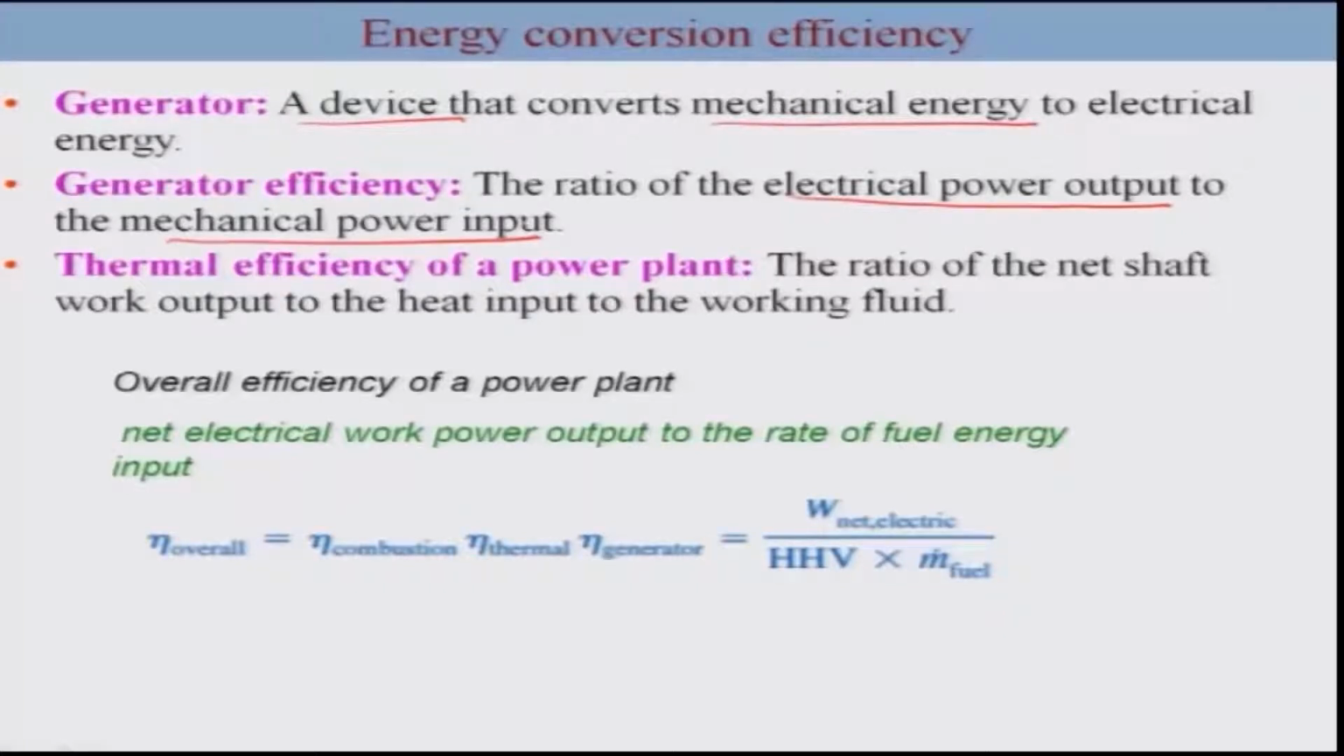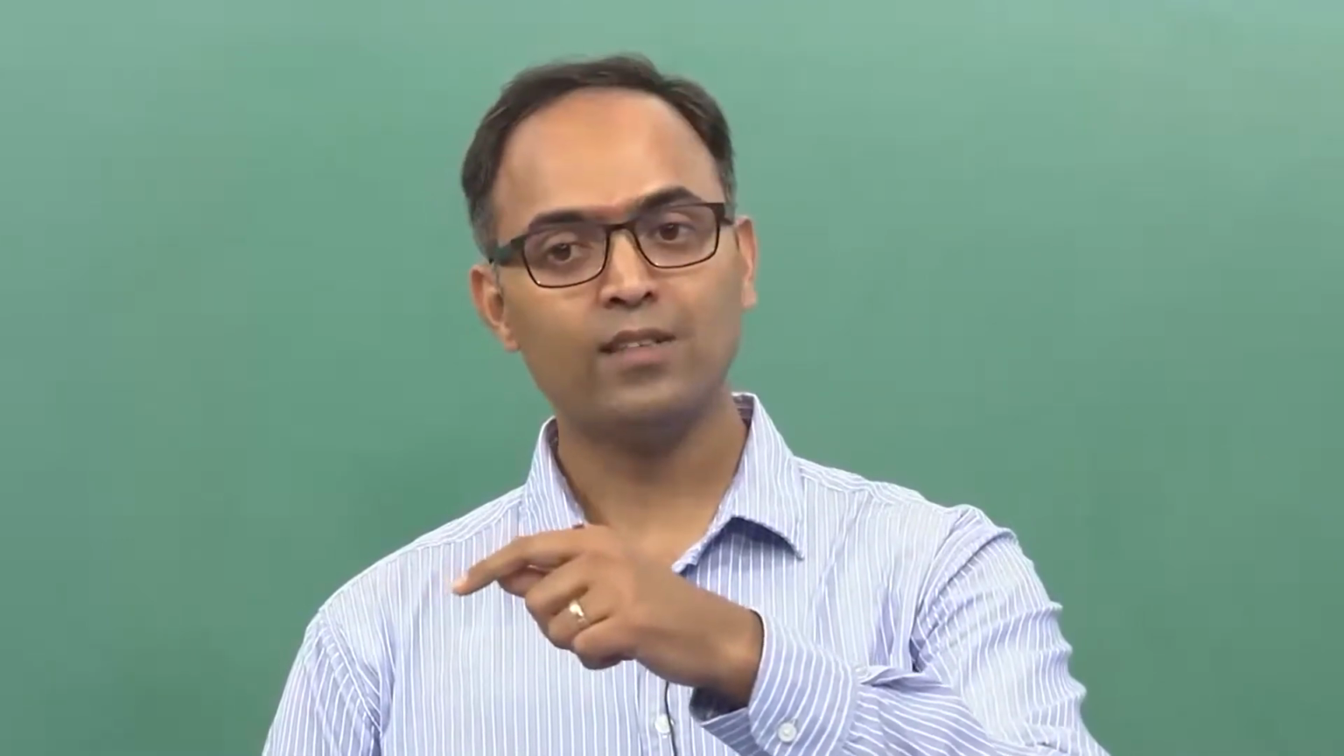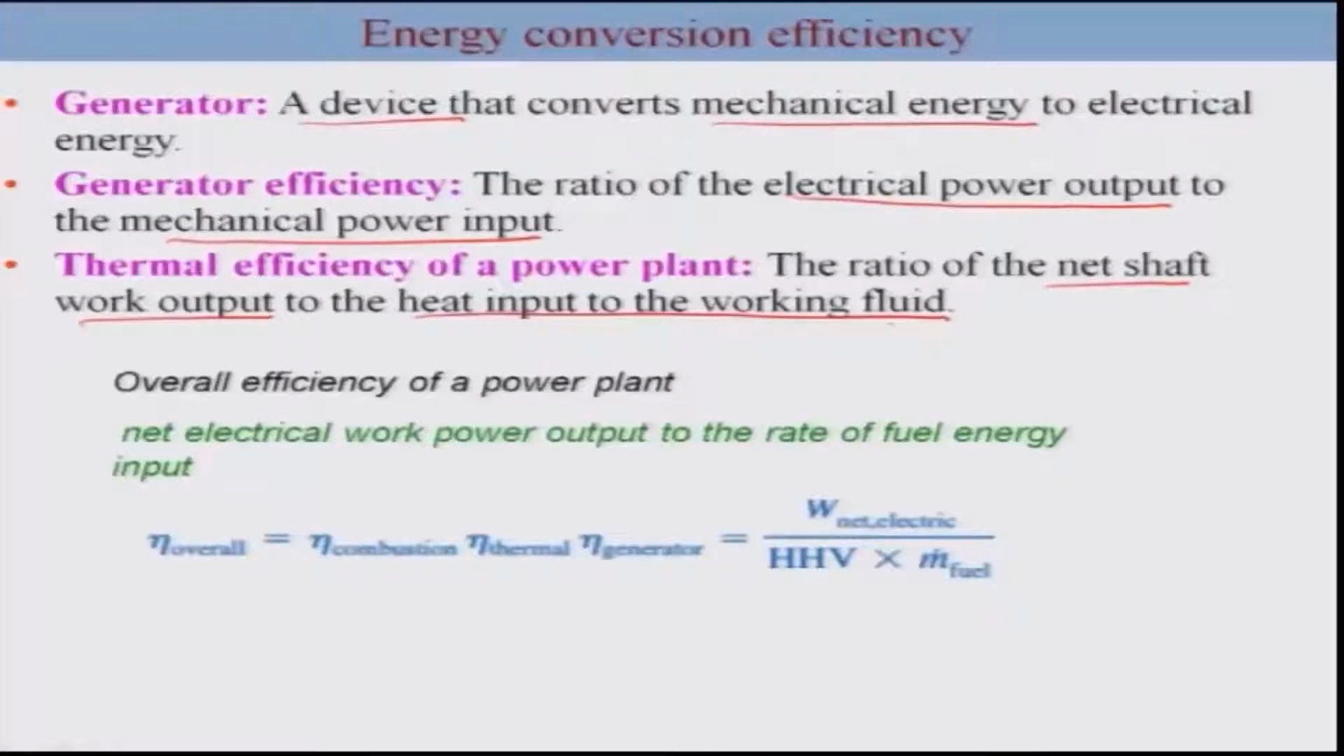And what about the thermal efficiency of a power plant? It's the ratio of the net shaft work output to the heat input to the working fluid. In a power plant, the thermal efficiency is related to the turbine, because you've already heated the water and the steam is given as an input to the turbine. At high pressure it expands, and this steam goes to low pressure. While doing this process, it generates work. So what is the thermal efficiency of a power plant? It's the ratio of the net shaft work output to the heat input to the working fluid.